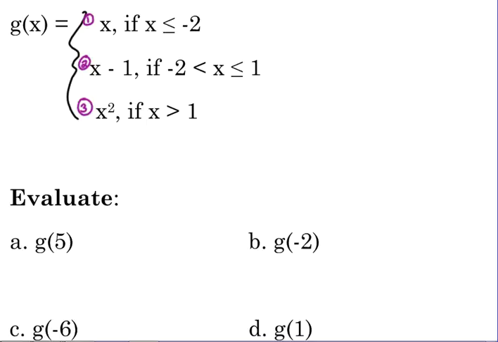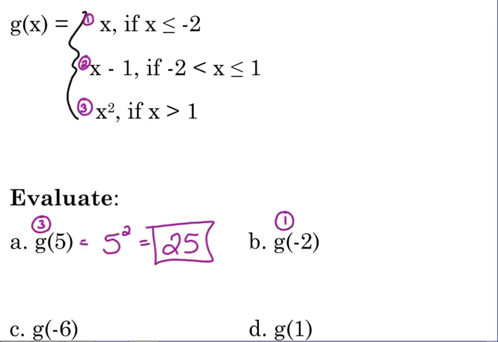All right, G of 5. Where does 5 fit into our inequalities here? The third piece. 5 is greater than 1, so we're going to plug 5 into the third piece. So 5 squared is 25. Okay, how about negative 2? The first one, because that's where it's equal to negative 2. So the first function is just x. So negative 2.